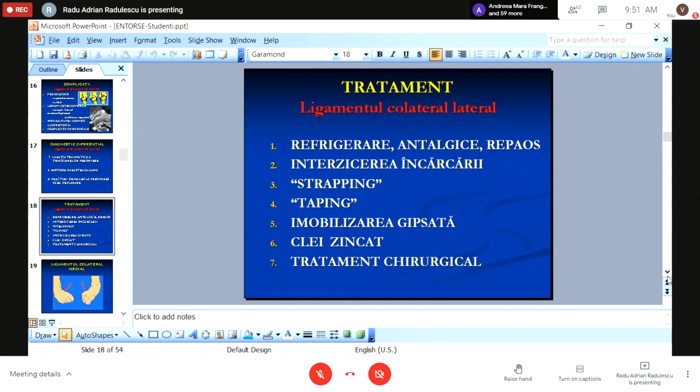After we remove the cast, then we start in all situations the physical rehabilitation, which has the goal to strengthen the peroneal muscles, first of all, and then to regain the normal range of motion of the ankle.